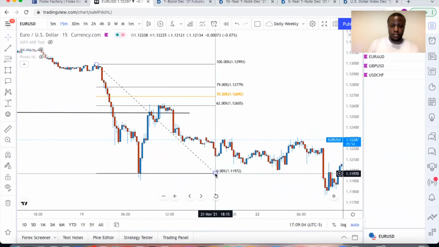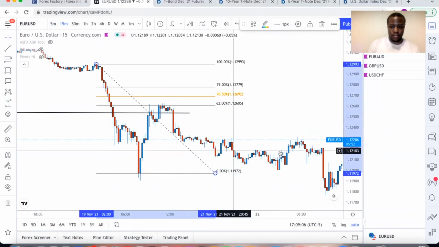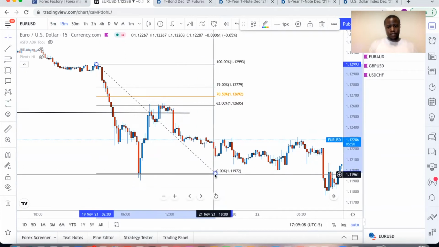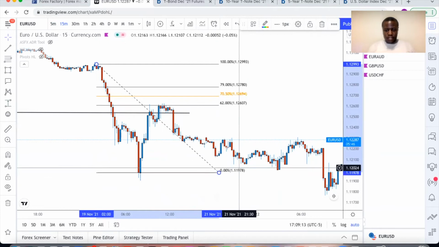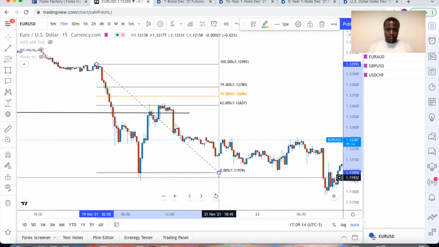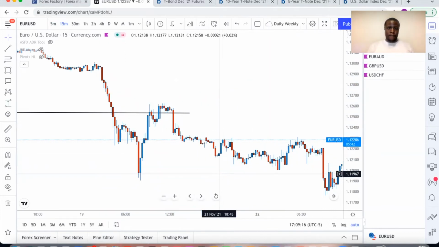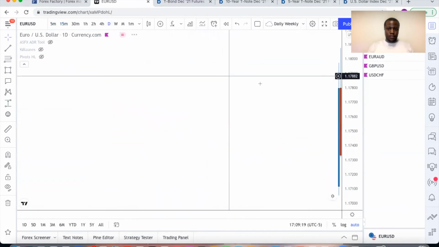Consolidates for pretty much the rest of the day after that. It drops and consolidates. So I would just hold to like the end of the day and see what happens. If I start to notice it starts to consolidate, then I'll jump out of the trade. Let's do another one.